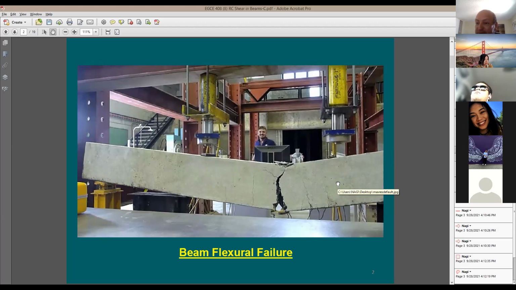So what happened here? Before I start my test, I need to design the beam. I know if I'm going to be testing it for flexure, I need to make it strong in shear. If I'd like to test it in shear, I need to make it really strong in flexure.